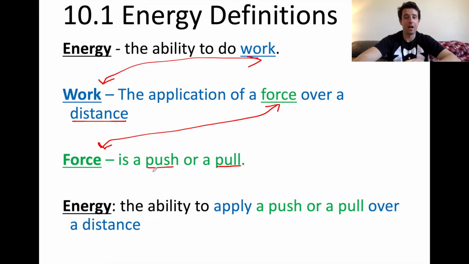You ready? Energy is the ability to apply a push or a pull over a distance. So energy is the ability to do work. Work is the application of a force, and a force is a push or a pull, right? So energy is the ability to apply a force, apply a push or a pull over a distance. Now, after writing that definition down, that's a lot of words. Energy is the ability to apply a push or a pull over a distance.